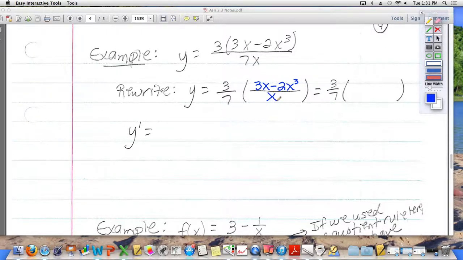So now, what's going on here? I have an x on the bottom, I have an x next to the 3, and I have an x with the 2x cubed. Take an x out of each one of those terms, which is going to leave you with 3 over 7 times. Now if I take an x out of 3x, what are you left with? 3. And then if I take an x out of minus 2x cubed, you have minus 2x squared. And then what happens to the bottom? 1. So I'm not even going to put it there.